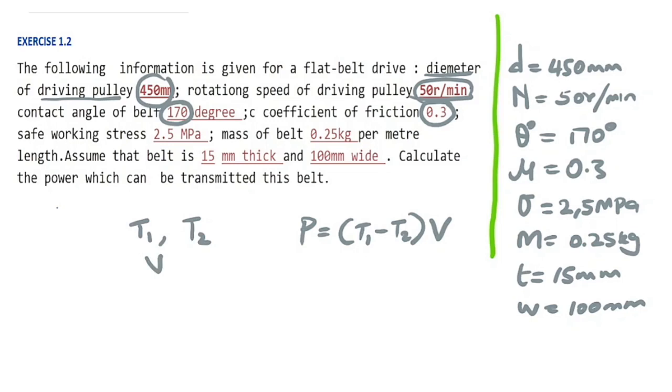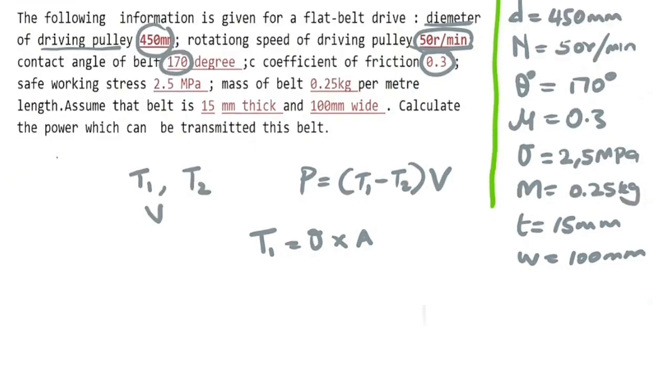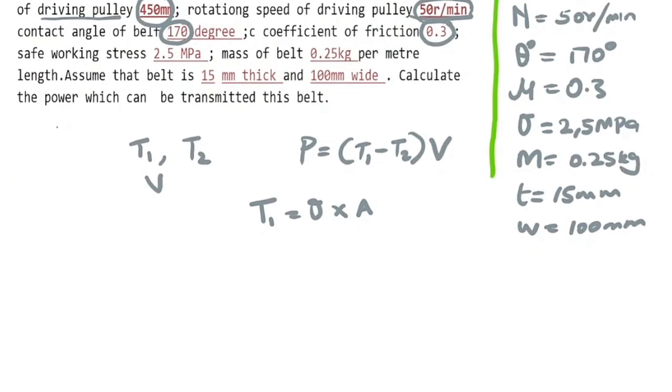First, let us calculate the tension 1. To calculate tension 1, we will use this formula. T1 is equal to stress times the area, like this. So here, this area is the area of a belt. It's not the area of the wheel, it's the area of a belt. So this area of a belt, we will find it by, let me write here. Here it's the area of a belt. It is equal to the thickness times the width.